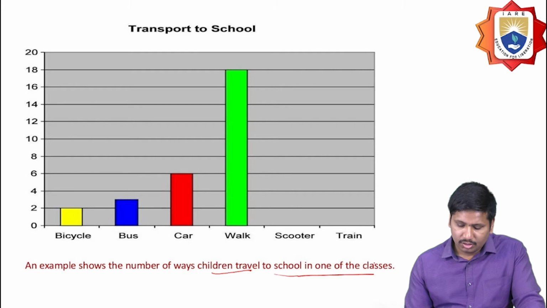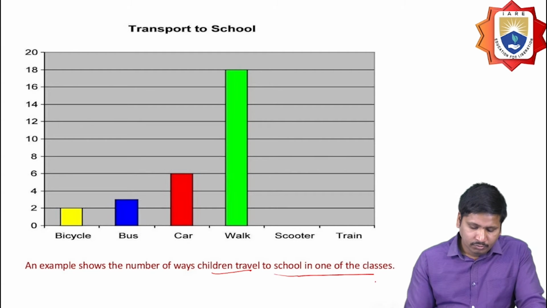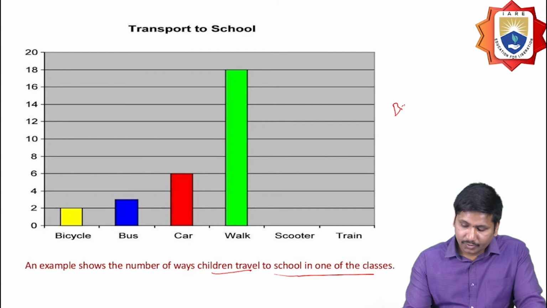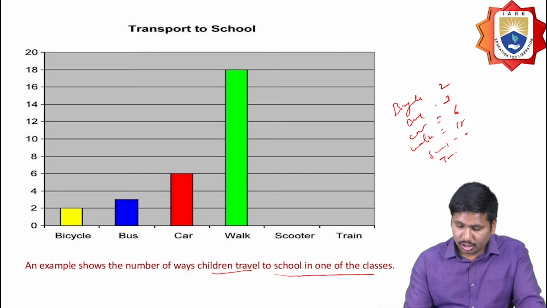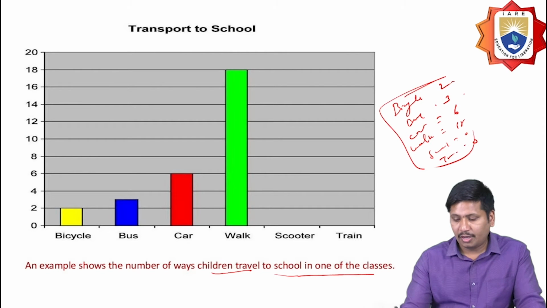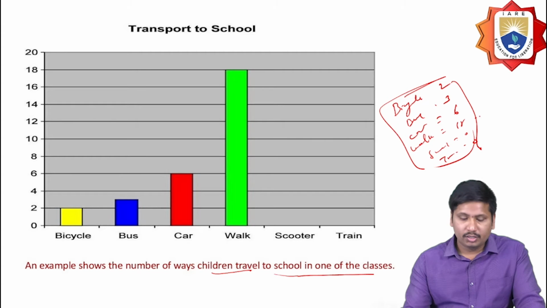Another example: the ways in which children travel to school in one of the classes. I want to find out the transportation to the school. So for this, bicycle, 2 people; bus, 3; car, 6; walking, 18; and scooter is nothing, train is nothing. So this is the data I have. For this I have to construct the bar graph. So how to construct it?